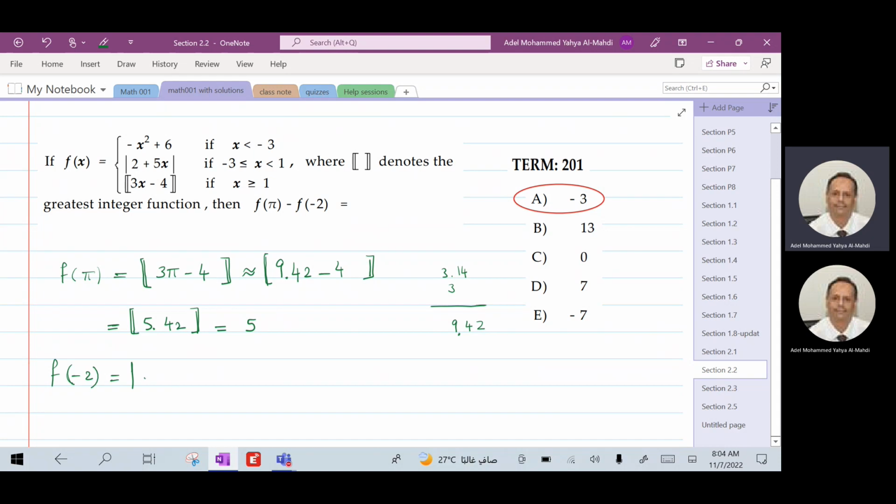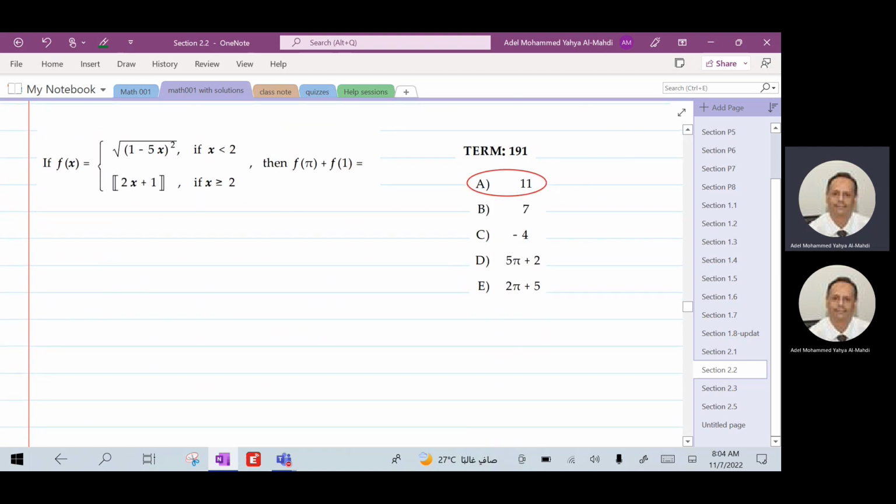Absolute value of 2. When you put x as minus 2, it will be 2 minus 10, and it is minus 8 inside absolute value. And we know that the absolute value of minus 8 is 8. Finally, we need just to subtract. Then f at pi minus f at minus 2 will be 5 minus 8, which equals minus 3.